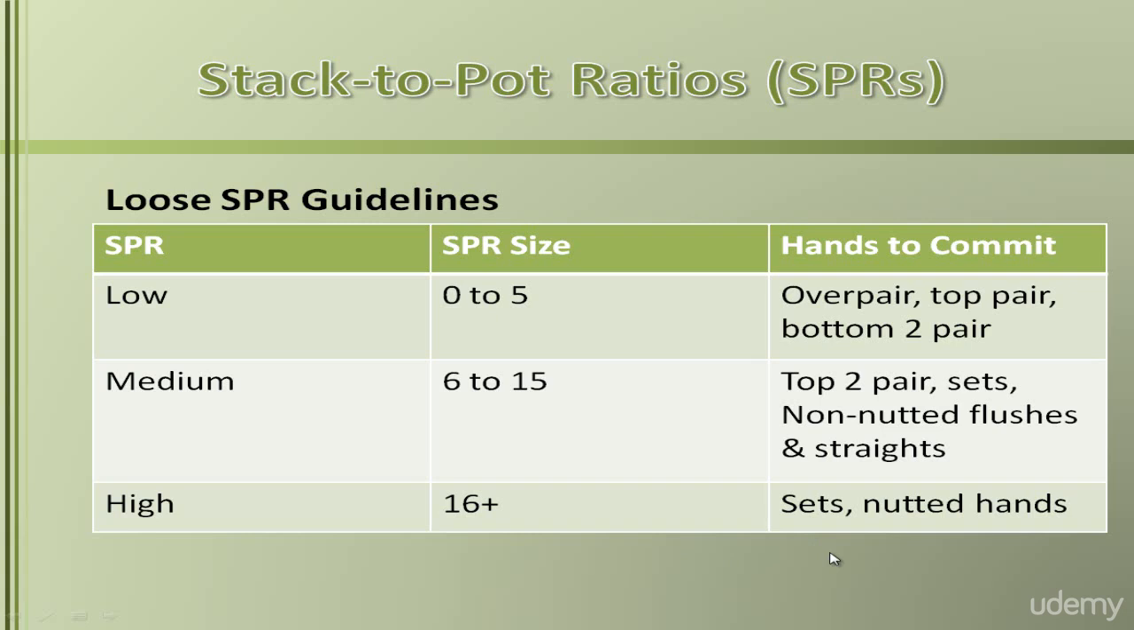If you think about it, somebody that has a low SPR, where they don't have that many chips behind and have already committed a fairly large percentage of their chips to the pot, is willing to commit with a much weaker hand, versus somebody that's playing really deep stacked, where they've only committed a very small percentage of their chips to the pot. They're not going to commit all in with anything but the best of the best hands. So this will give you an idea of the hand strength of your opponents when they commit to a hand, and also what types of hands you should be committing to a pot with based upon your SPRs.